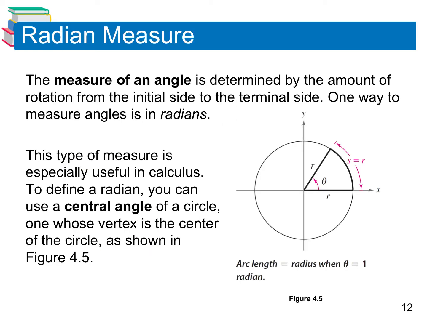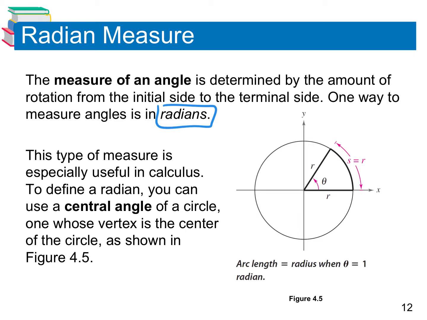The measure of an angle is determined by the amount of rotation from the initial side to its terminal side. One way to measure angles is in radians. The other way that we're probably mostly used to is degrees. So we can go from radians to degrees, just two different units of measure for an angle. The radian measure is especially useful in calculus.